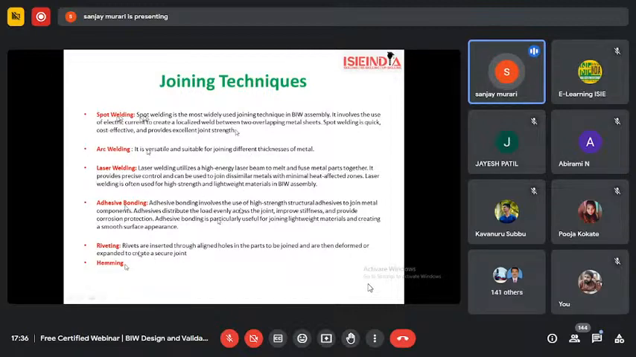And hemming is one more joining technique. It is usually present in the door system. Side doors it will be there. Okay, hemming.